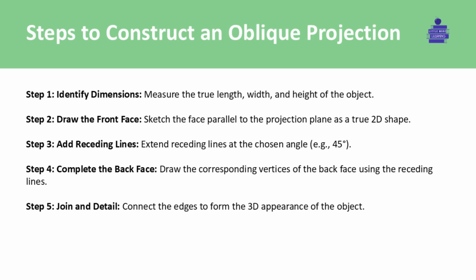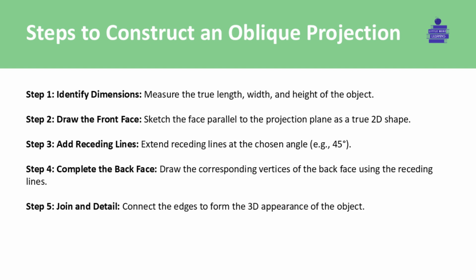Let's walk through the process of creating an oblique projection, breaking it down into manageable steps that build upon each other. We begin just as a carpenter would, measure twice and cut once, by carefully identifying the true dimensions of our object, its length, width, and height. Next comes what I consider the foundation of our drawing, sketching that front face in its true shape. This is like laying the cornerstone of a building. Everything else will reference back to this face.